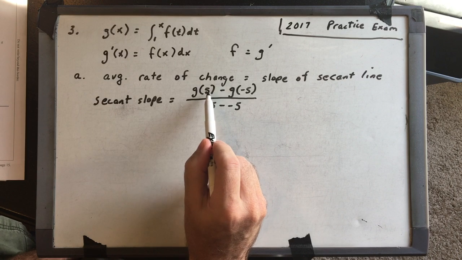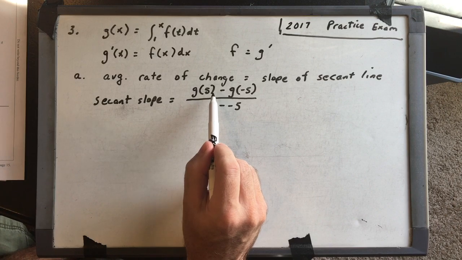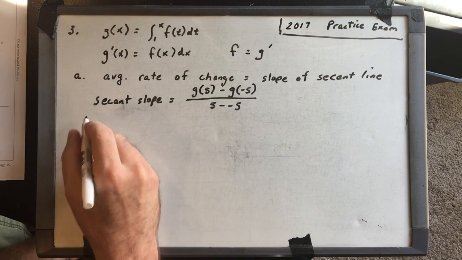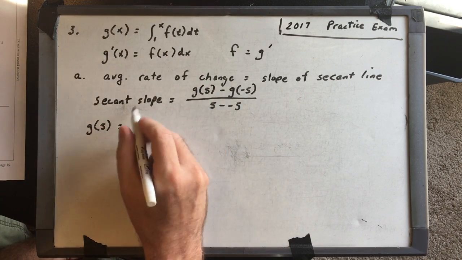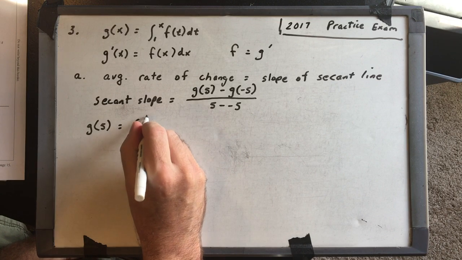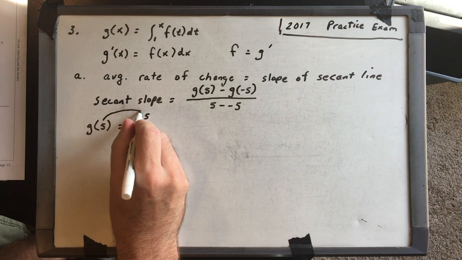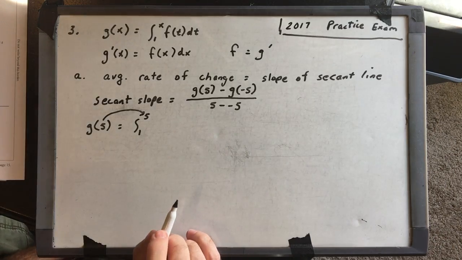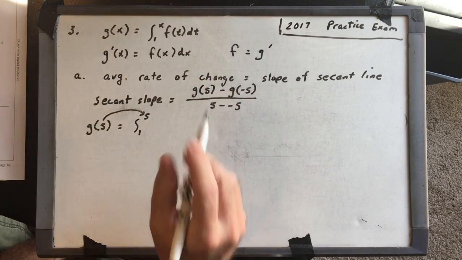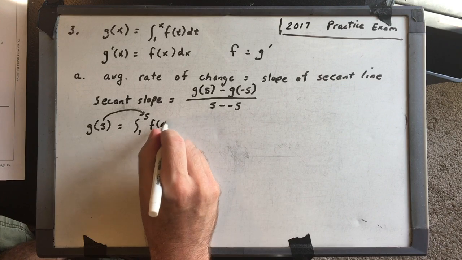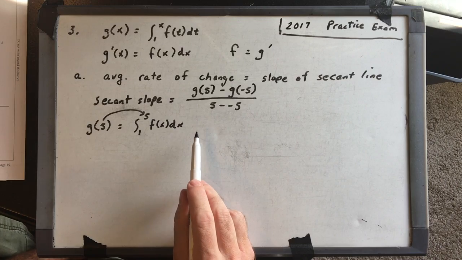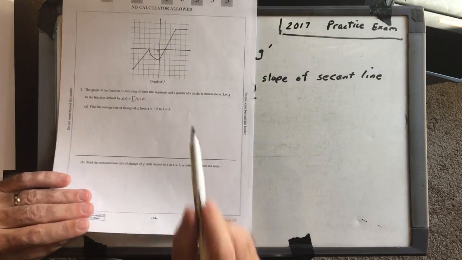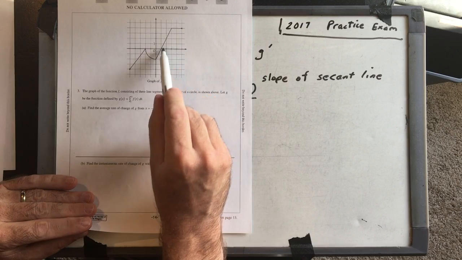Well, g of 5, you can't read the graph to figure that out. It's not just look at the graph and plug it in. To get g of 5, we have to use the fundamental theorem of calculus. It's going to be the integral from 1 to 5, so we plug in that upper limit for x, of f of x dx, and from 1 to 5, we're going to figure out the area under the curve from 1 to 5.